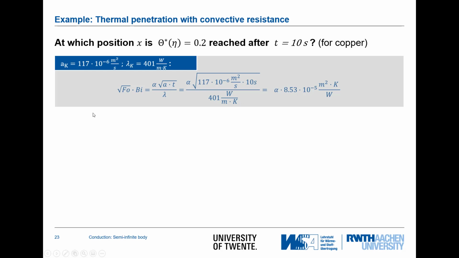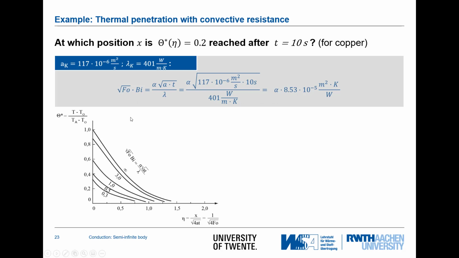So first of all, we need to calculate this value with the square root of Fourier times Biot, and for that we use the values given, and we come up with the solution that the value is equal to alpha, the value of the heat transfer coefficient, which we have not specified yet, times 8.53 times 10 to the power of minus 5. So this is the value for the first dimensionless number, and now we can look into our diagram and do some calculations with that.